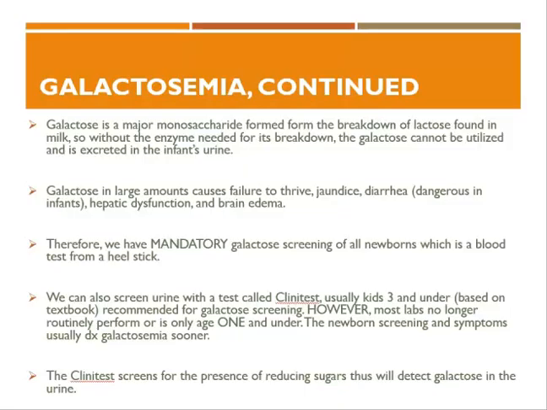The newborn screening and symptoms usually diagnose galactosemia earlier. Again, that's the heel stick for the newborn screening. The Clinitest screens for the presence of reducing sugars, thus detecting galactose in urine.